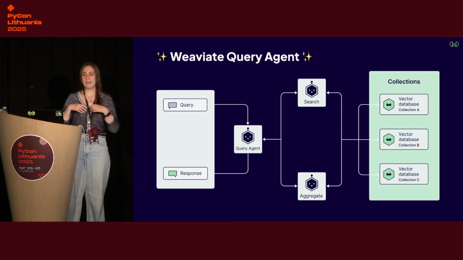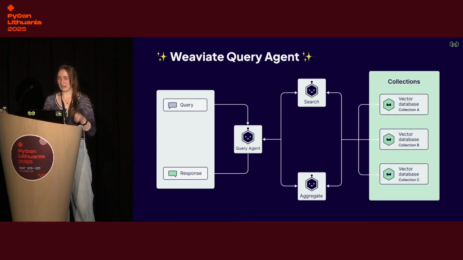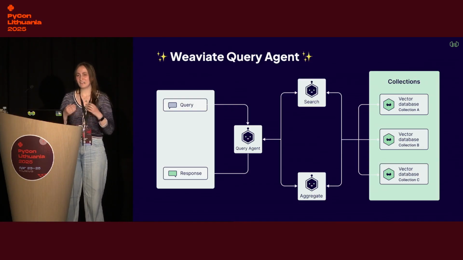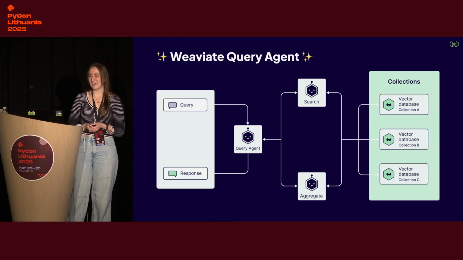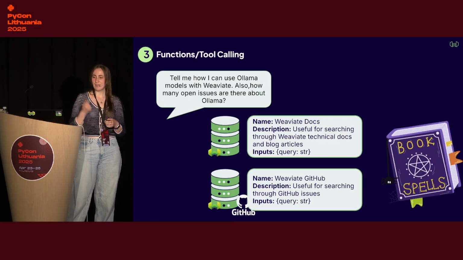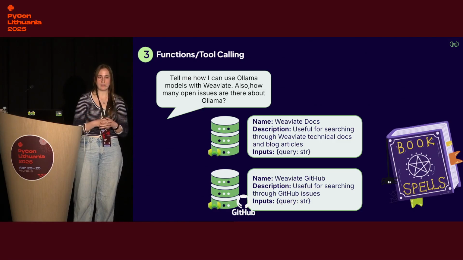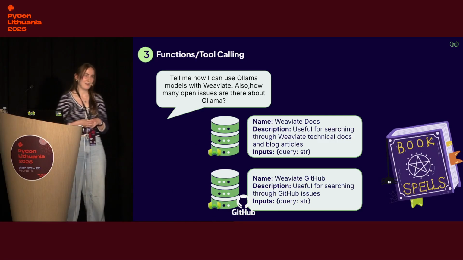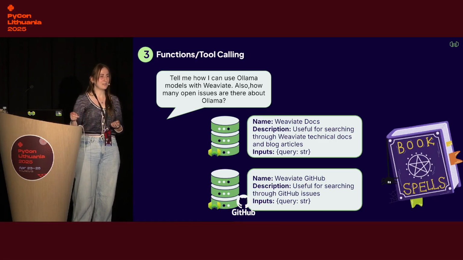So we were imagining an agent that can access all Weaviate collections, and again, Weaviate is a vector database. And it turns out that pure vector search is not the only way that people interact with vector databases. Because if we go back to this question, tell me how I can use Ollama models with Weaviate, that question could be answered with regular vector search, similarity search. But it turns out, how many open issues are there about Ollama, things get a bit more complicated, because if you look closely, this is a maths problem. This is a counting problem. This is what we call an aggregation query.